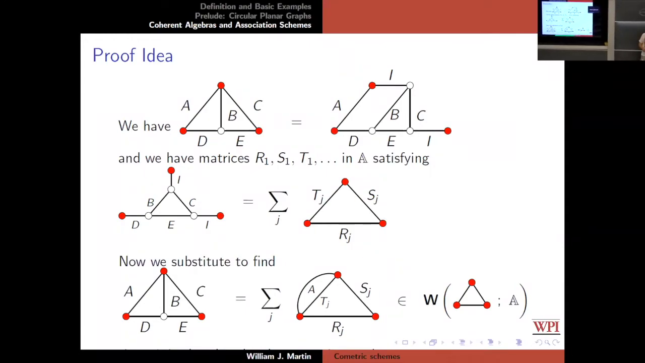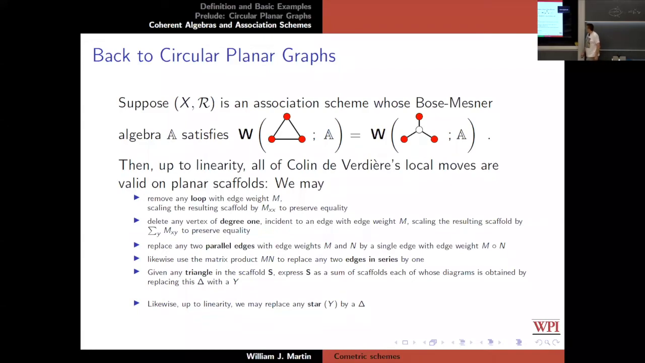Okay. This isn't really a new theorem at all, but the proof is so easy using graph theory that it almost looks like it's unfair, right? You're proving that these algebras, these vector spaces, are contained in one another. Any questions about that? So, back to these circular planar graphs.